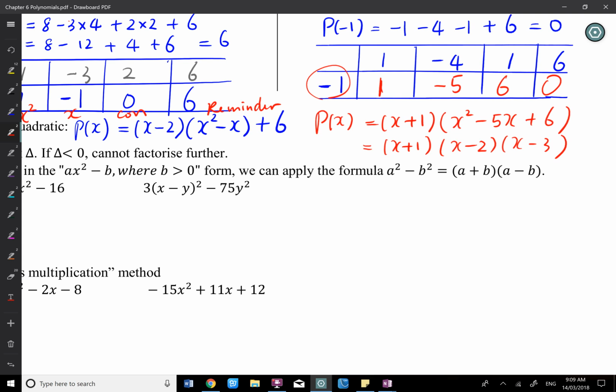Any questions to this method, like this box? Any questions to that?